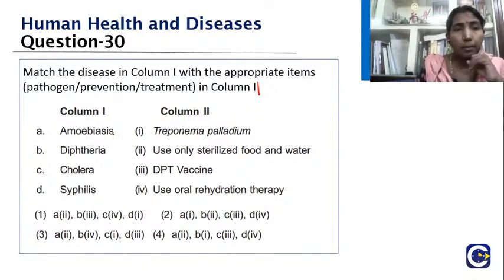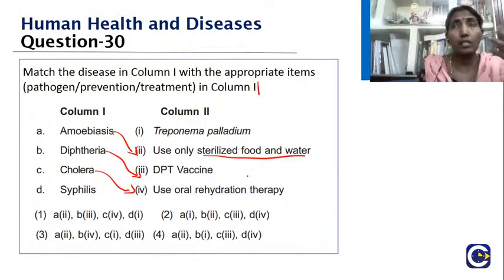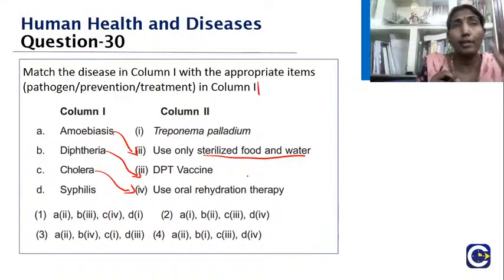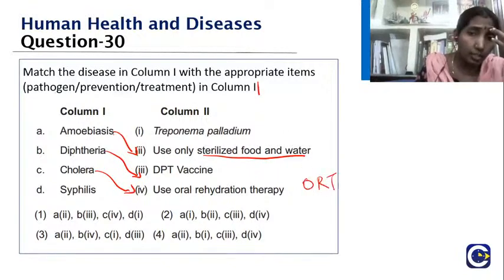When it comes to amoebiasis, we ask the patient to eat sterilized food and water. What about diphtheria? The DPT vaccine. Cholera, oral rehydration, because they'll have those rice-watery stools. Vibrio cholerae acts like a screw cork, affecting the chloride channels of the large intestine, particularly the colon, and brings about the release of so much water along with minerals. So the patient will pass rice-watery stools. So ideally we give them oral rehydration therapy.